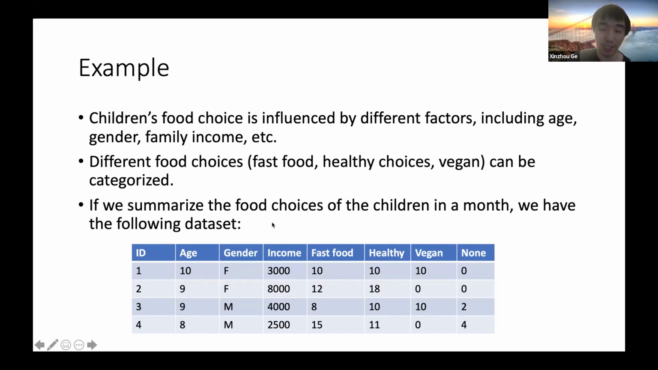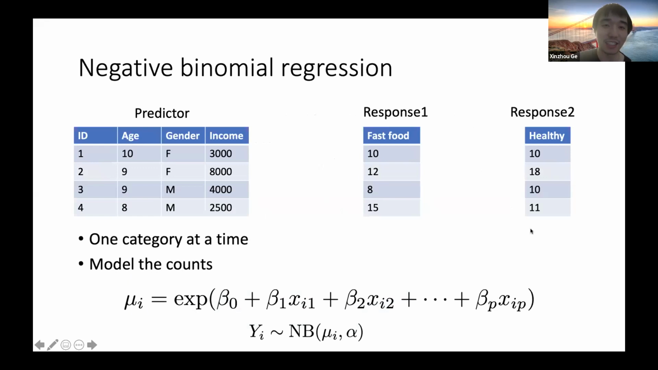So if there is a connection, that may be something interesting, and then we can use some generalized linear models to solve this problem. The first model, I think Jessica has given a brief introduction, which is negative binomial regression. In the negative binomial regression, the predictors are the covariants, including age, gender, and family income, these 3 predictors. And we will look at each category of food choice one by one. So for example, we can first look at the fast food category and make it the first response.